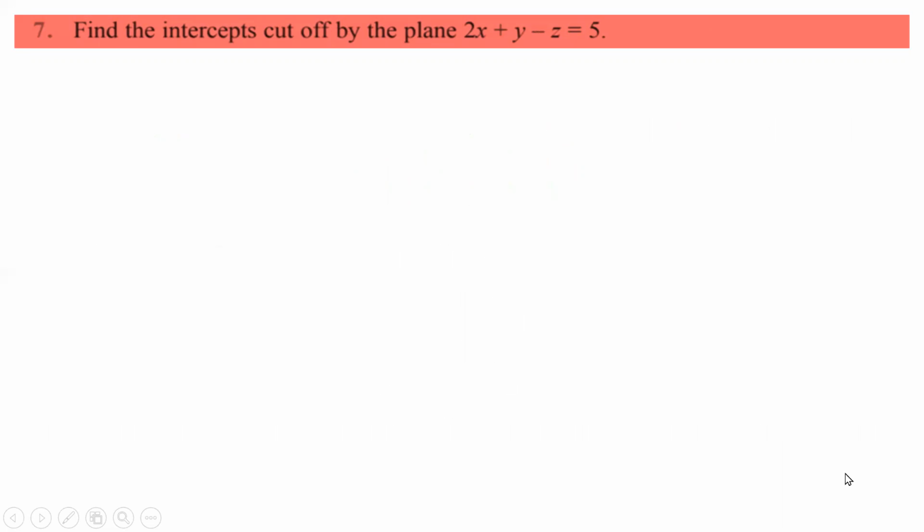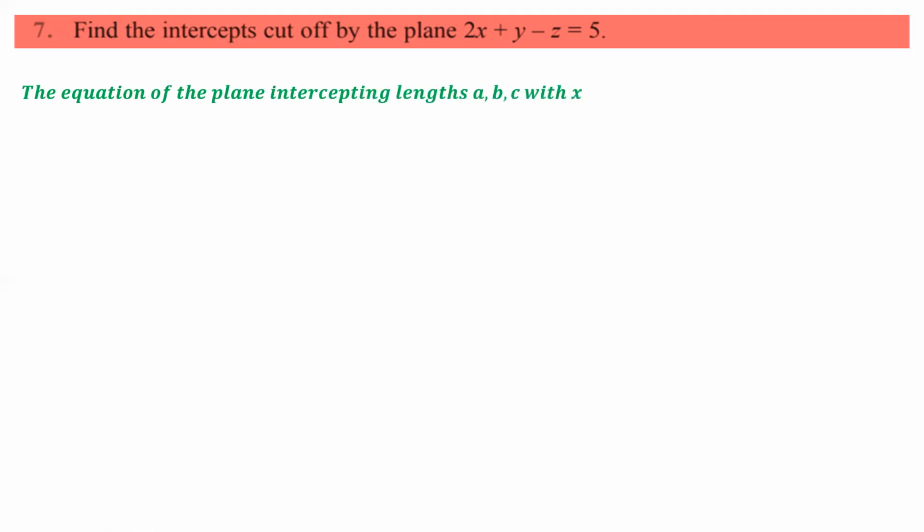Find the intercepts cut off by the plane 2x plus y minus z equals 5. But for that, you need to know the intercept form. Now, what is the intercept form? For the equation of the plane where the intercepts with the x-axis, y-axis and z-axis are a, b, c, then x upon a plus y upon b plus z upon c equals 1 is the intercept form of the plane.